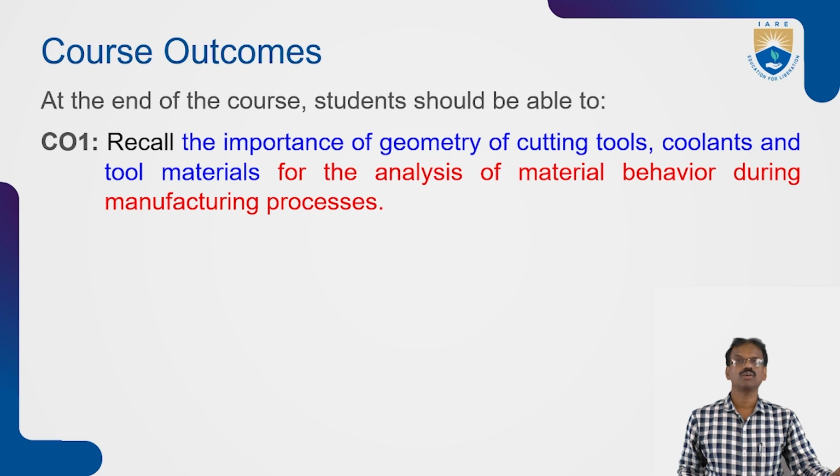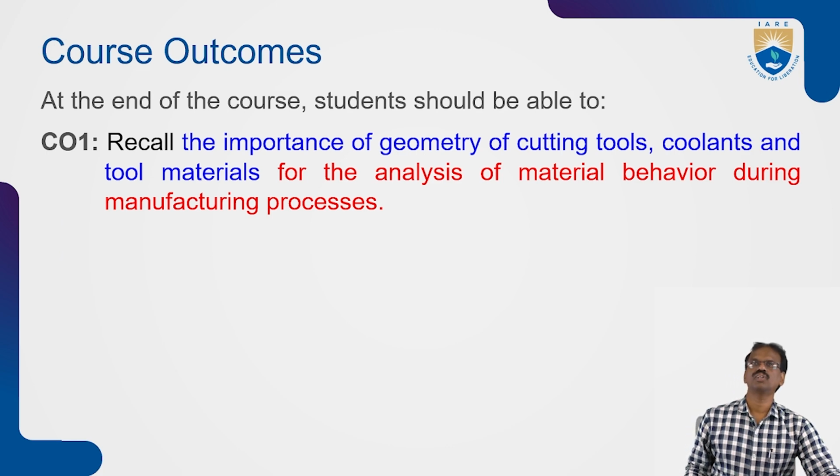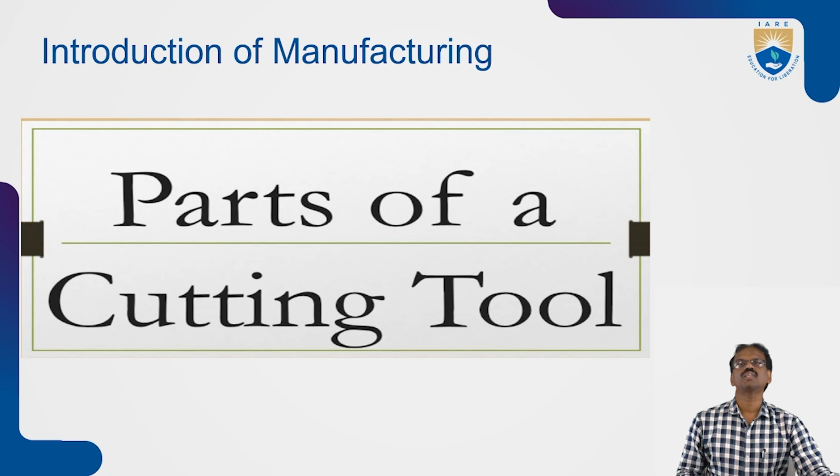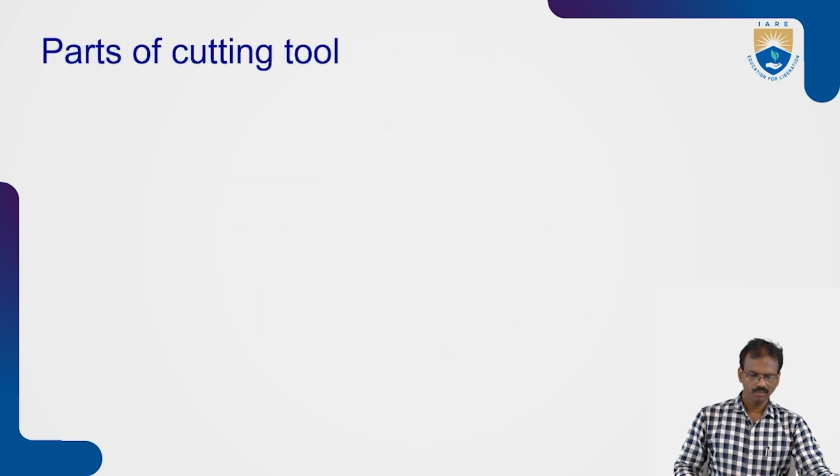This is the course outcome related to this topic: recall the importance of geometry of cutting tools, coolants, and tool materials for the analysis of material behavior during manufacturing processes. So we'll see the nomenclature of the cutting tool, what are the different parts and the different angles incorporated in the single point cutting tool. First of all, let's see what the different parts of the cutting tool are.